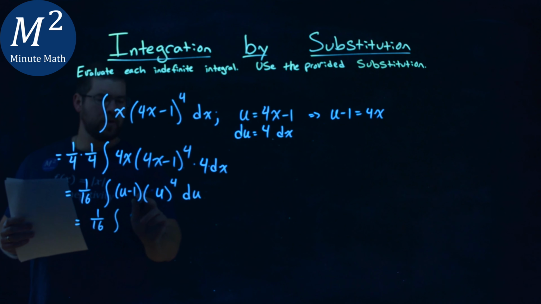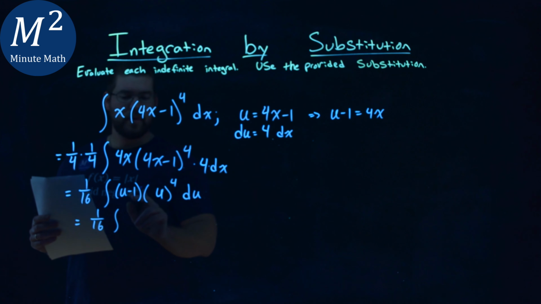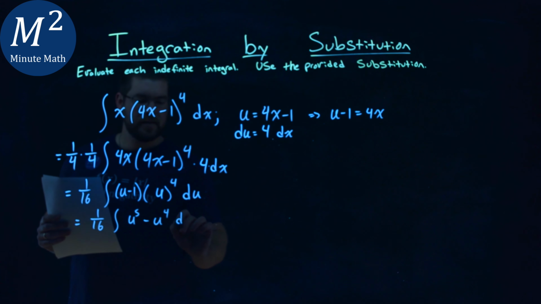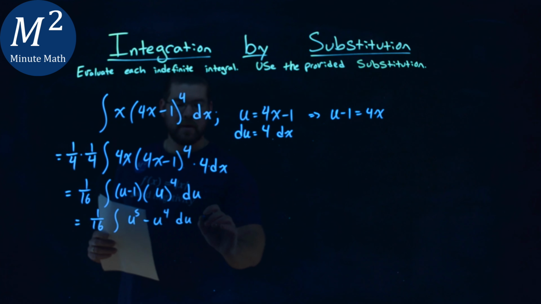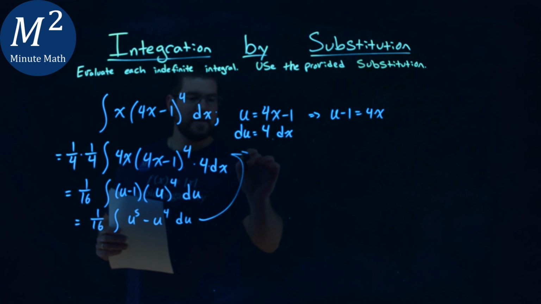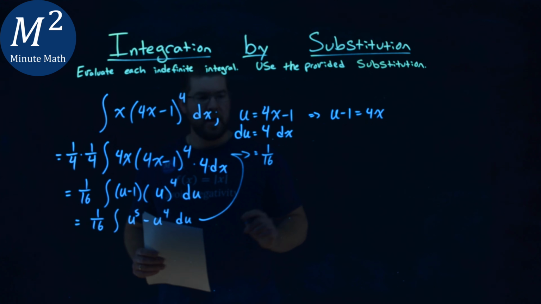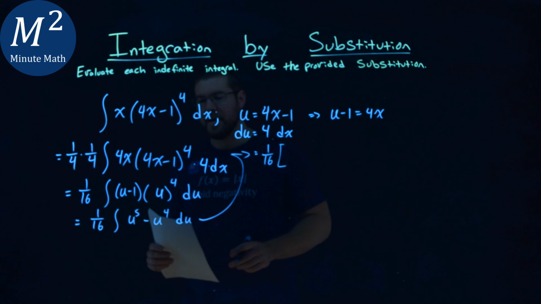1/16 here, the integral. Let's go multiply that out. u to the fourth power times u is u to the fifth power, and u to the fourth power times a minus 1 is a minus u to the fourth power, du. And this is a much easier integral to take, in my opinion. 1/16 stays out front here, and then we'll be multiplying this whole thing by the integral.